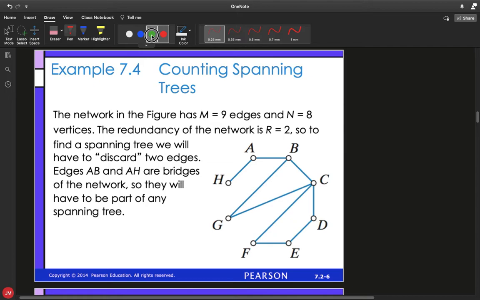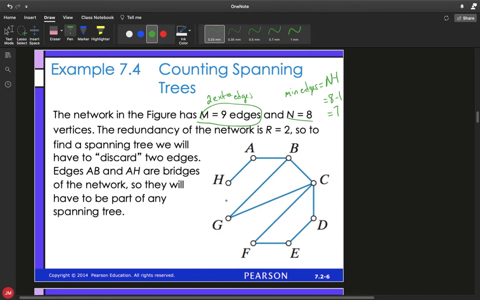In this next example, the network has m equals 9 edges and n equals 9 vertices. Now remember, for our minimum number of edges, the formula that we can use is n minus 1. Now, that means that if there were 8 vertices, then 8 minus 1 is 7. Our minimum number of edges is 7. However, it has 9. That means that there were 2 extra edges that we don't need.